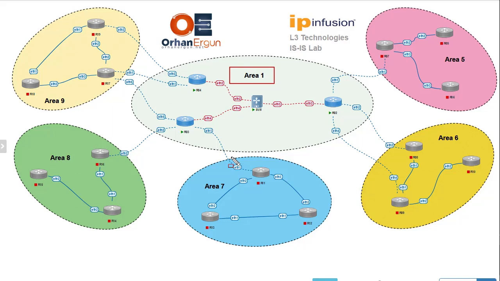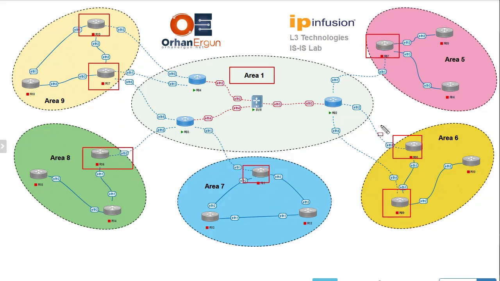For example, areas are not real areas. Here what we have is domains, and we have domain IDs, and we just call them an area number. The areas do not have something like area border router. What acts as area border router is a router which is called L1, L2 router, and in this case, for example, this router for area 8, this one for area 7, this one, and here we have two of them, and this one. These are going to act as L1, L2 routers.